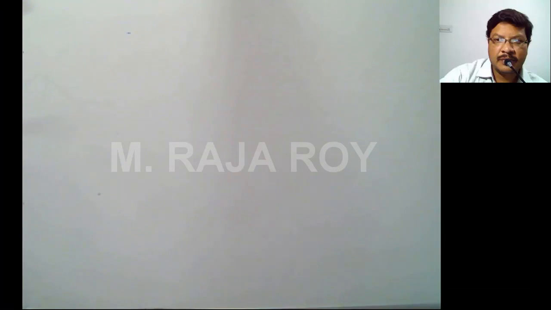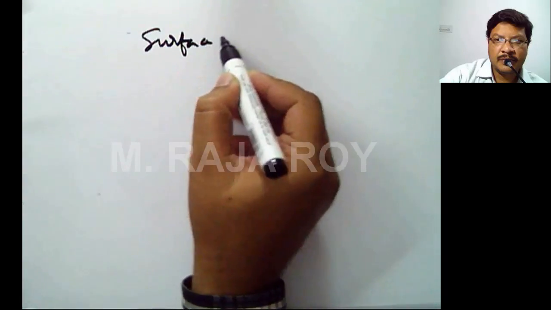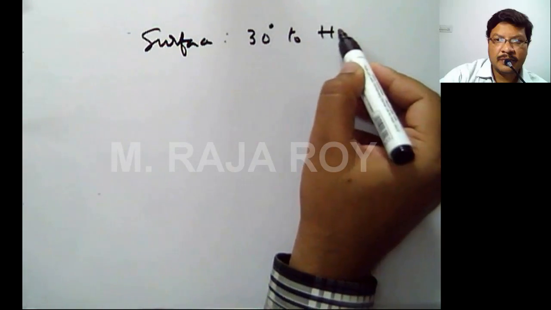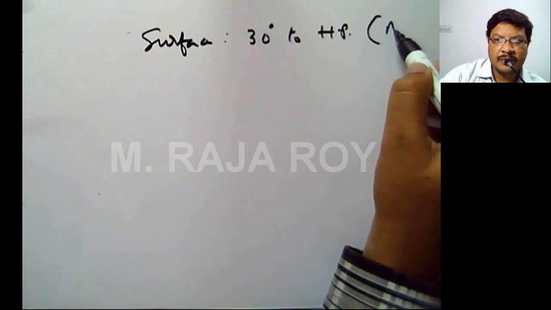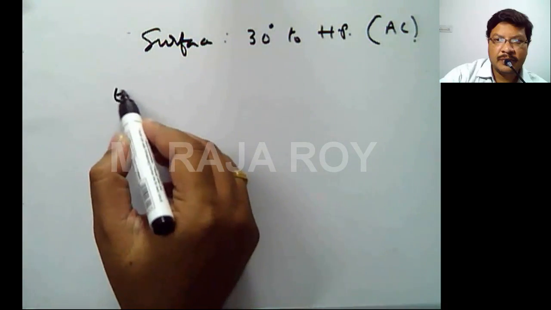Now I'll modify the previous problem something like this. Now I'll keep this surface inclination with respect to diagonal AC. Now surface 30 degrees to HP only, but reference is diagonal AC and edge.